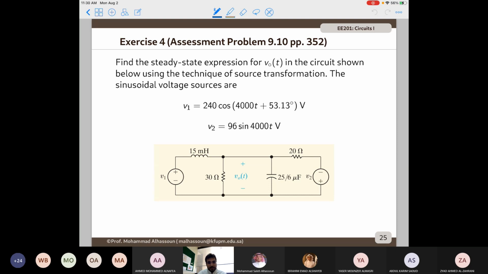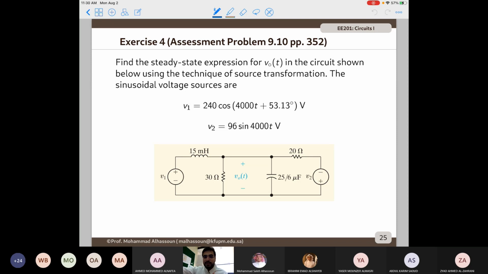So in this circuit, we're doing something different, actually. We're asked to find the steady state expression for v0(t), and we need to use the technique of source transformation. You see that this is a very simple circuit because you have two sources, and if you apply source transformation, you will end up with two current sources in parallel, and you can combine them into one single source. But the difference between this problem and the problems that we solved before is that now everything is given in time domain.